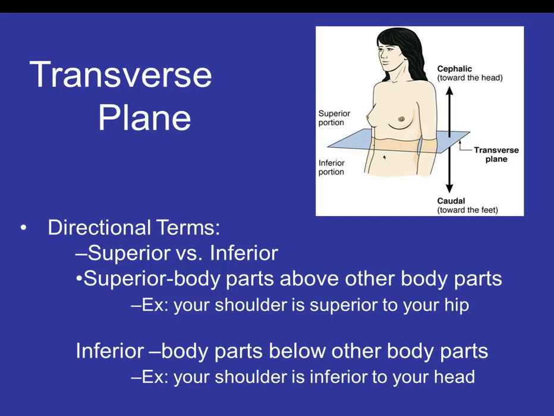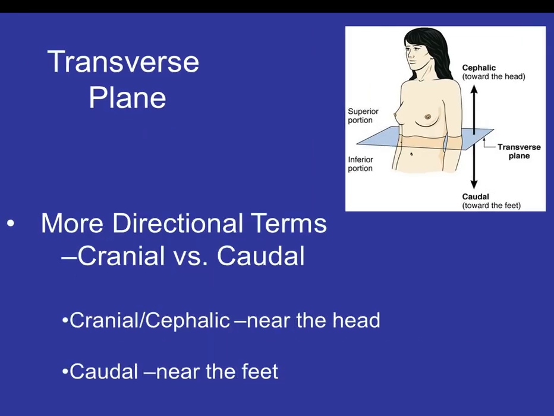Then the opposite of superior is inferior, so a body part is below another body part. For example, your shoulder is inferior to your head because your head is above your shoulder, so your shoulders are below your head, so your shoulders are inferior in reference to your head.